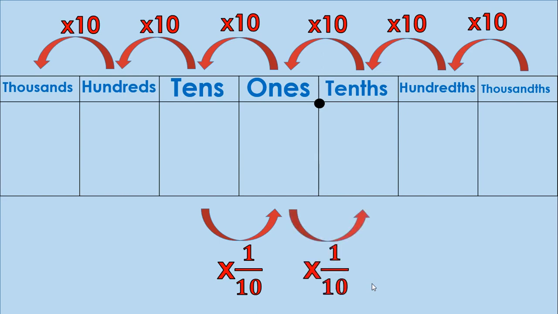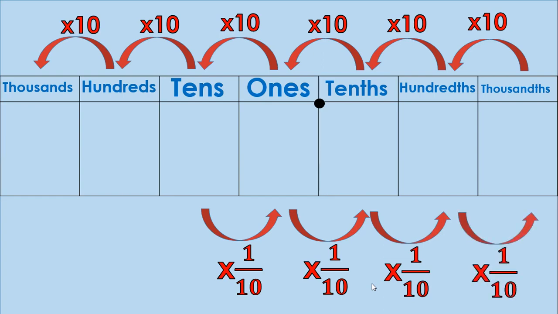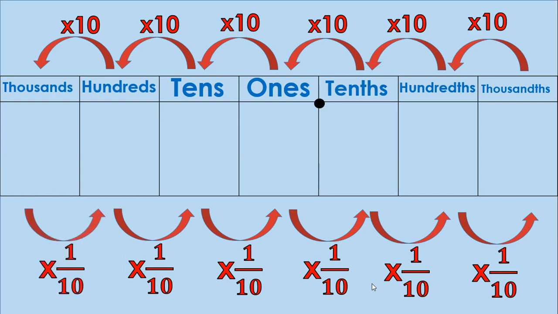Here we see that the tenths place is 1/10 the value of the ones place. The hundredths place is 1/10 the value of the tenths place, and the thousandths place is 1/10 the value of the hundredths place. The tens place is 1/10 the value of the hundreds place, and finally, the hundreds place is 1/10 the value of the thousands place.